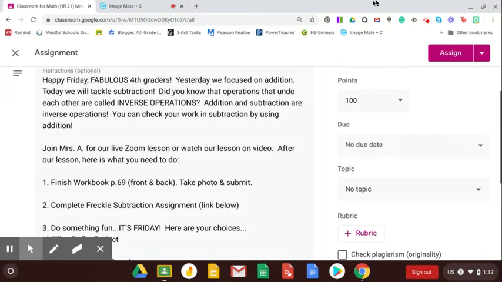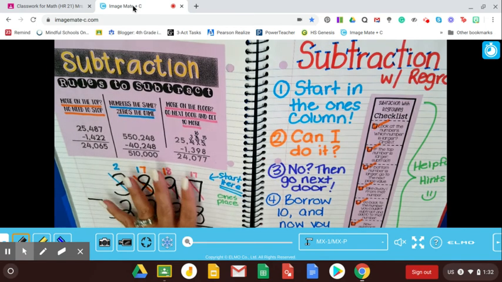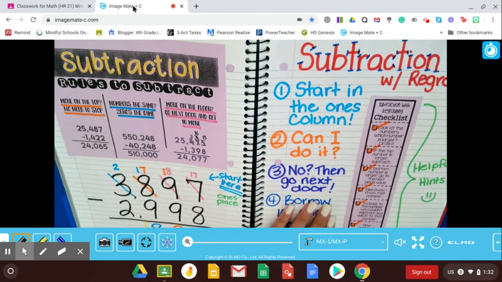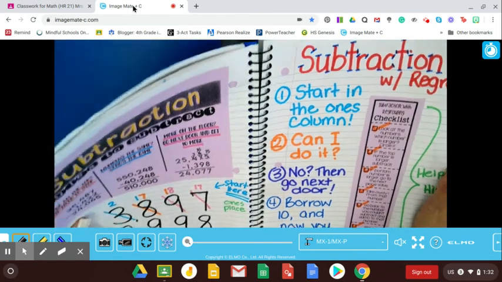All right, so what are we doing in our notebook today? Let's take a look. This is going to be what your notebook page looks like when it's all done. We're actually going to do both of these pages in our notebook. So both of them are about subtraction. All right, that's what it's going to look like when it's done.